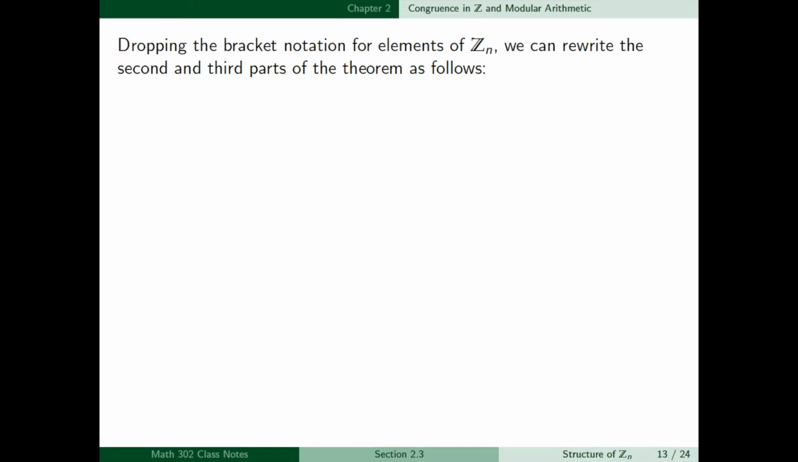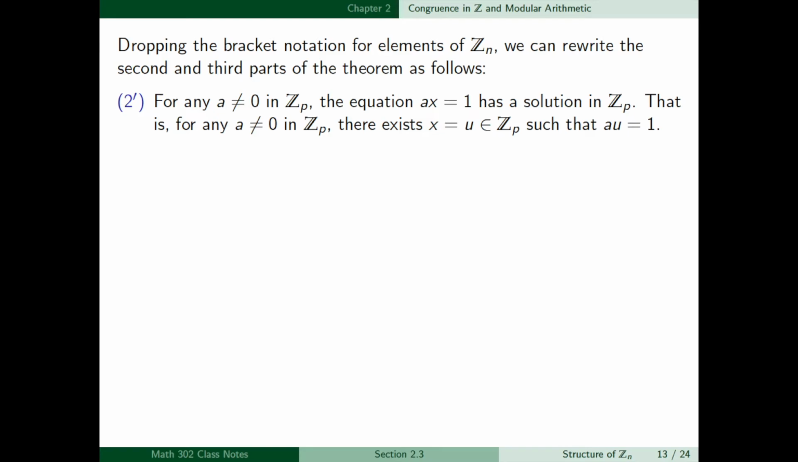Now, dropping the bracket notation for elements of Z sub n, we can rewrite the second and third parts of the previous theorem as follows. So condition 2, we'll write it as condition 2 prime, will state for any a not equal to 0 in Z sub p, the equation ax equals 1 has a solution in Z sub p. So you have to keep in mind here, since a is in Z sub p, that it's really a congruence class and not an integer.